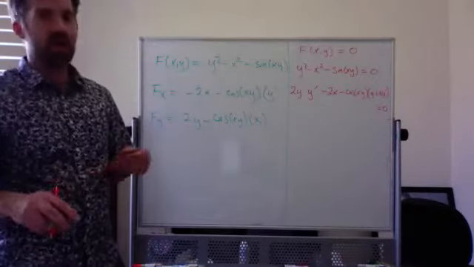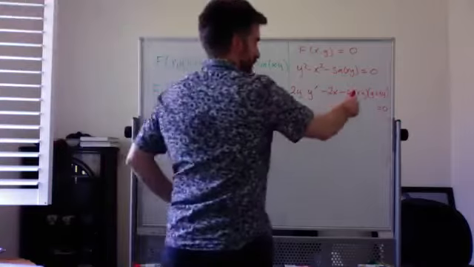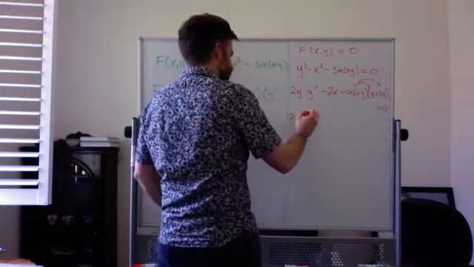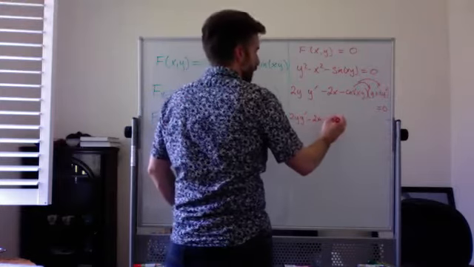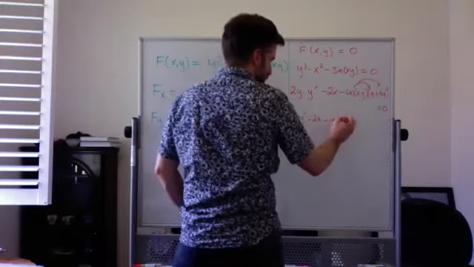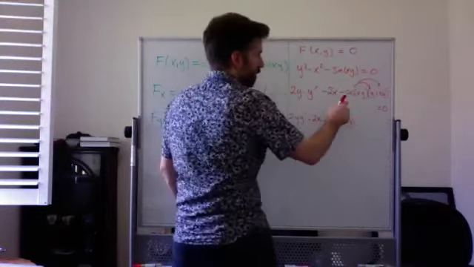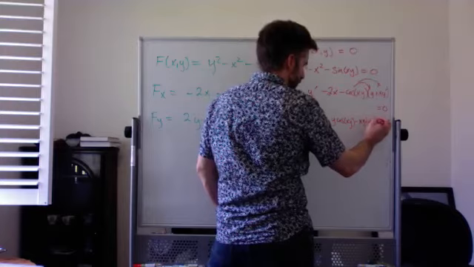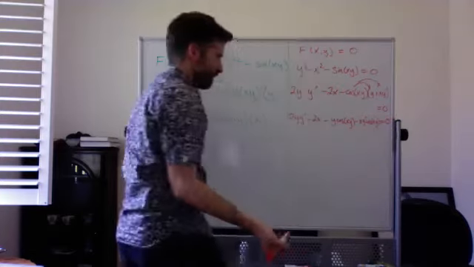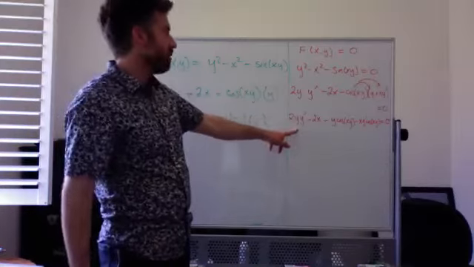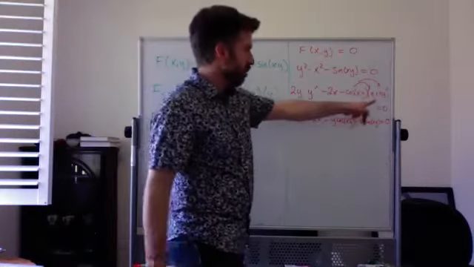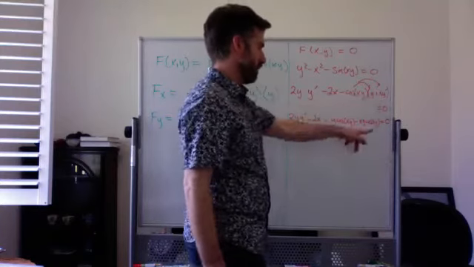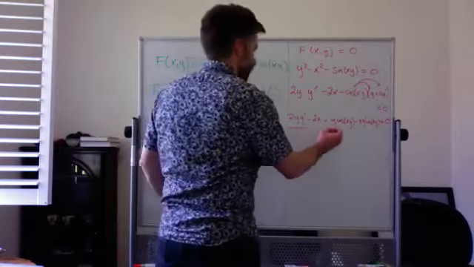And now I'm going to solve for y prime. So I need to distribute this to each of these terms. So I've got 2y y prime minus 2x minus y times cosine of xy minus x times y prime times cosine of xy equal to 0. Sorry, I know it's a little scrunched in there. So again, this is 2y y prime minus 2x minus y cosine of xy minus x y prime cosine of xy. Now I'm going to solve for y prime.